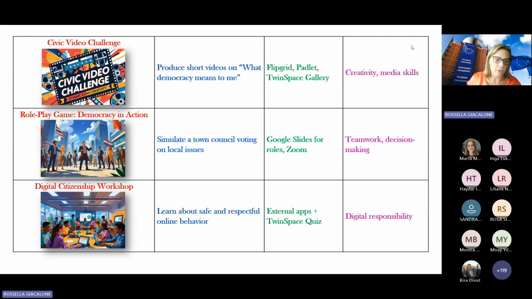Another activity could be a digital citizenship workshop, for example. We want to realize this digital citizenship workshop in which students can learn about safe and respectful online behavior. So they can organize this workshop in which they speak about safe and respectful online behavior. They can use some external hubs, ICT, TwinSpace, quizzes, and of course, the outcome is the digital responsibility.